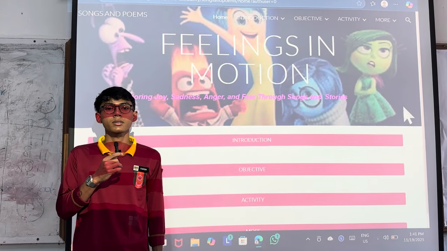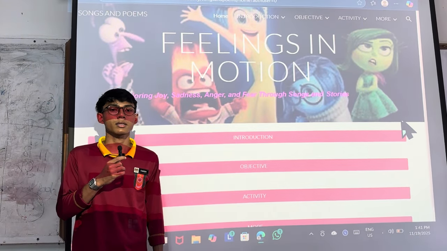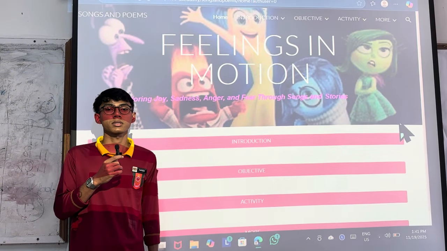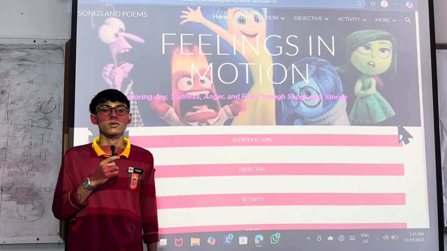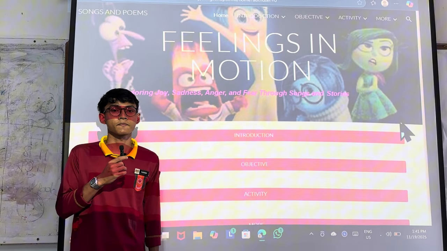Our chosen theme is feelings and emotion, inspired by the Inside Out characters, focusing on four basic emotions suitable for Year 1 learners: joy, sadness, anger, and fear.